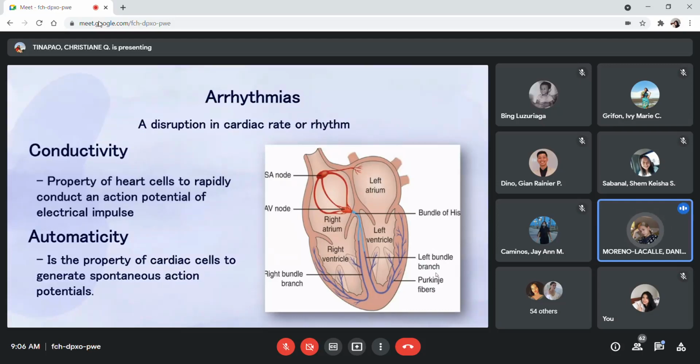or fibrillation, and if there is an early heartbeat, this is called premature contraction. So conductivity and automaticity has been already discussed in the introduction. So now, next slide, please.